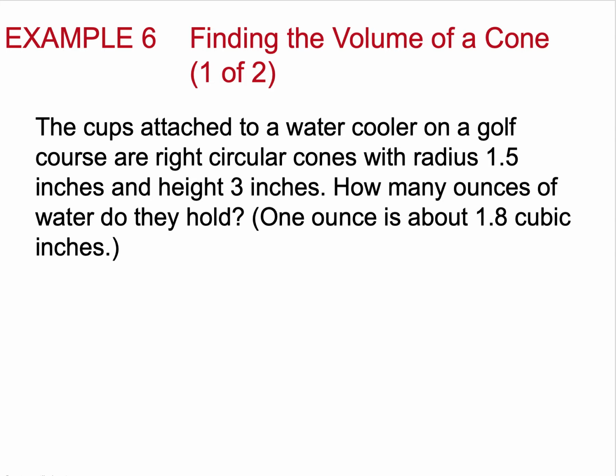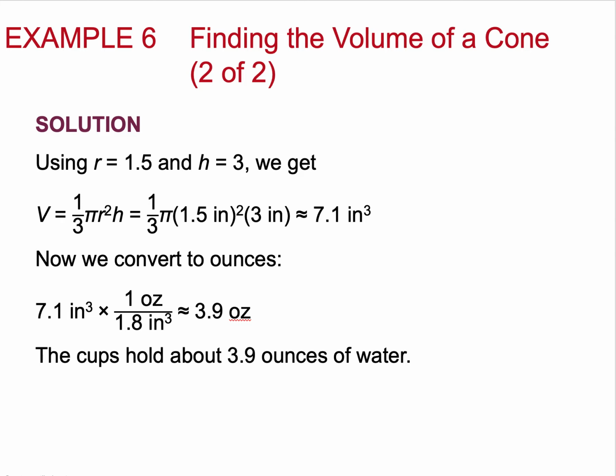So first I see that they're both in inches, so that means I can just get right into that formula. I'm going to do 1/3 times pi times my radius squared times my height, which gives me 7.1 cubic inches. Now the problem is the answer I want to find is not in cubic inches. I want to know how many ounces that is. So again, I'm going to have to put that cubic inches measurement at the denominator, and I'm going to need to take that and do the conversion by dividing by 1.8.